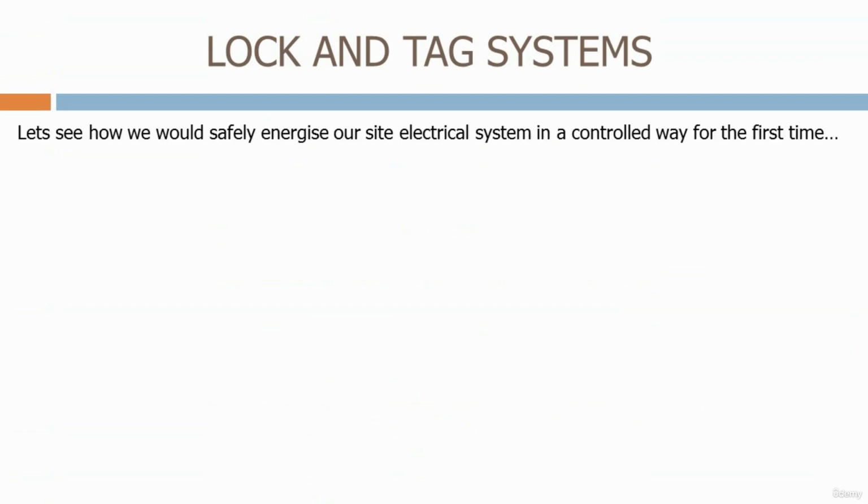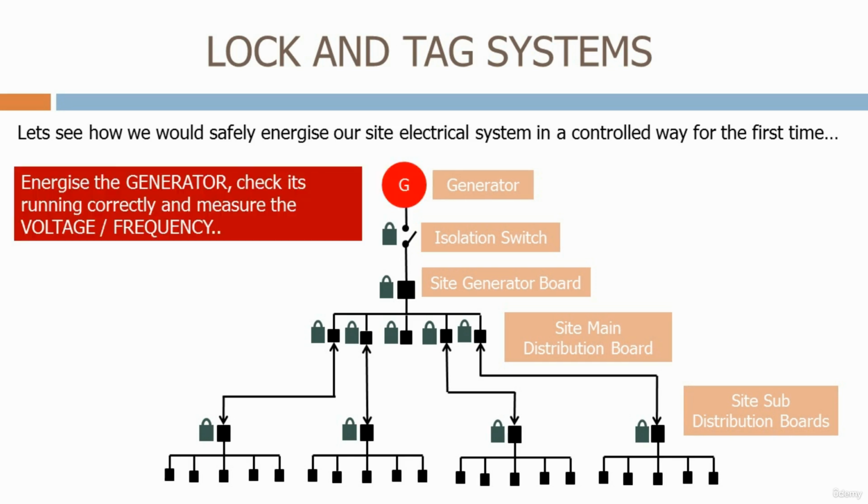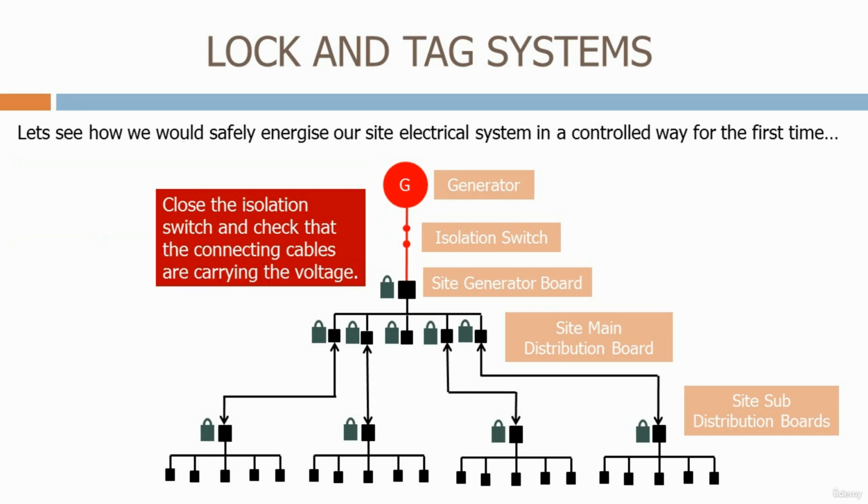Let's see how we would safely energize our site electrical system in a controlled way for the first time. Here's our site electrical system from before. Firstly, the competent electrical person shall use a lock and tag system to lock off all of the agreed isolation points. Energize the generator, check it's running correctly, and measure the voltage and frequency. We then close the isolation switch and check that the connecting cables are carrying the voltage.